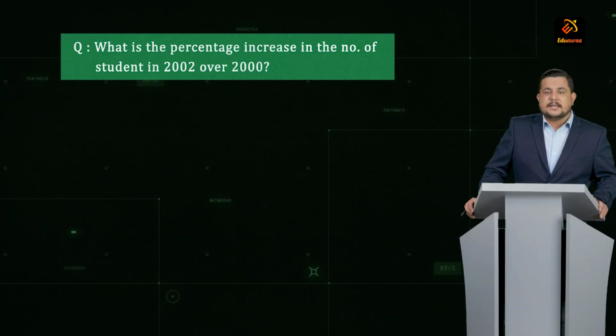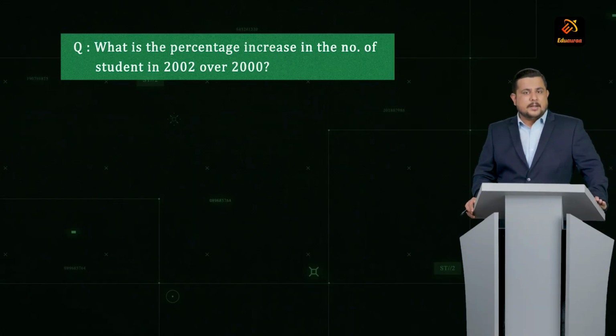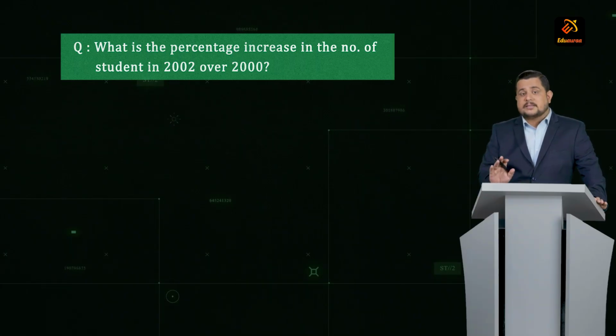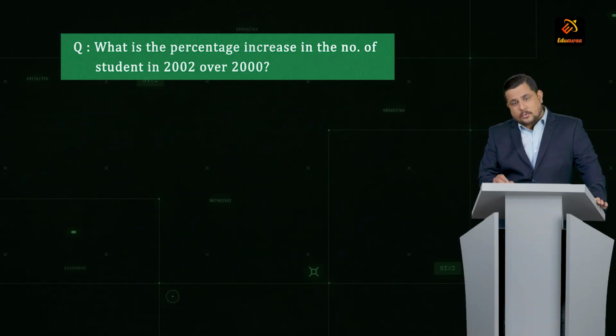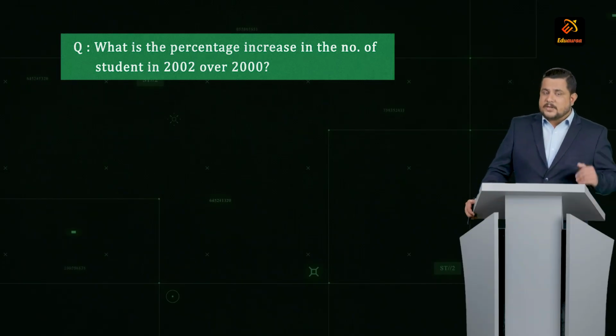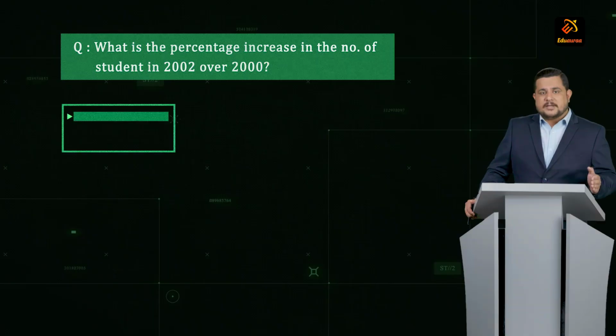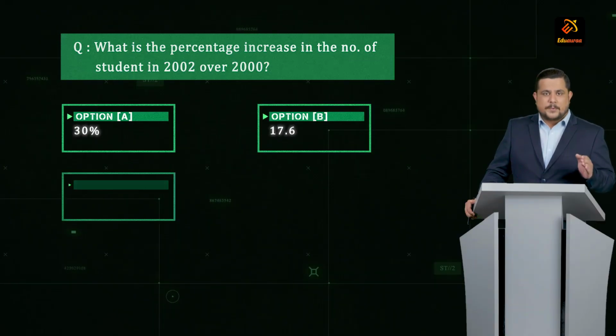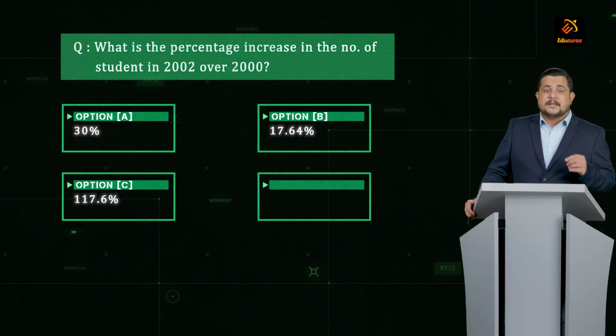And the next question is, what is the percentage increase in the number of students in 2002 over 2000? So what are they asking here? What is the percentage increase in the number of students? So they are not asking about how many students passed or failed. They are talking about the student increase from 2000 to 2002, right? Now, our options for this question are option A 30, option B 17.64, option C 117.6%, option D 85%.